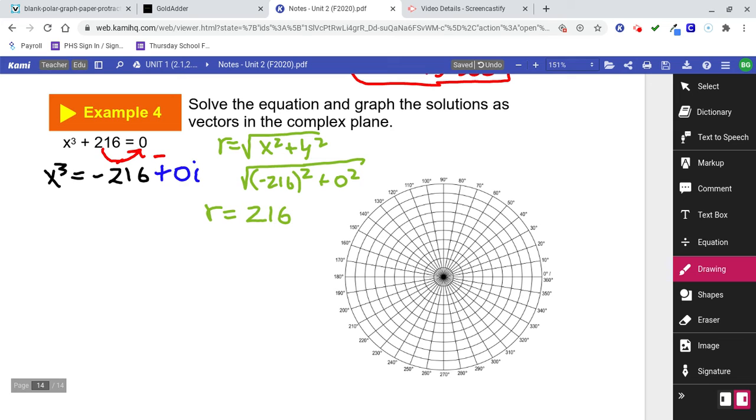And then we can do theta. Tangent theta equals y over x. So tangent theta equals 0 over negative 216. Or tangent theta equals 0.